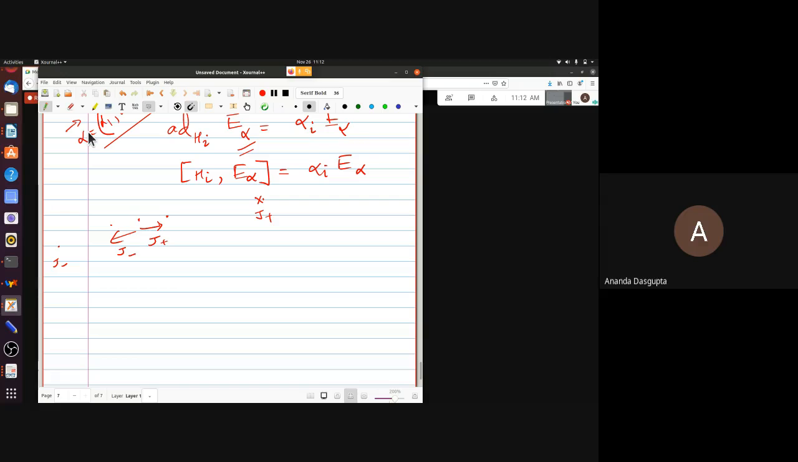What is important is you can actually show something like this. Suppose you took the commutator of two such eigenvectors and took the commutator of that with H_i. How would you calculate this commutator? You would calculate this commutator simply by using the Jacobi identity, so that this essentially becomes minus, okay, [E alpha, [E beta, H_i]].